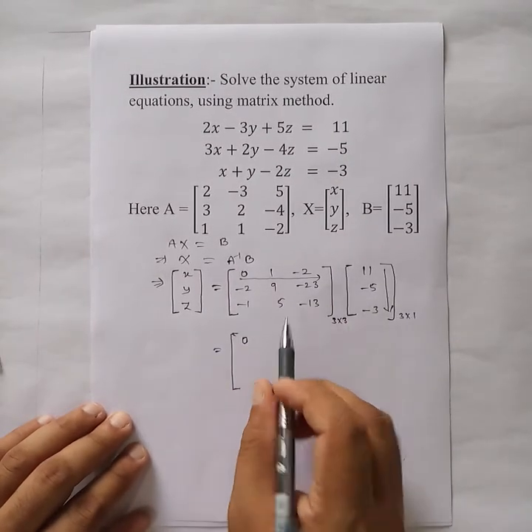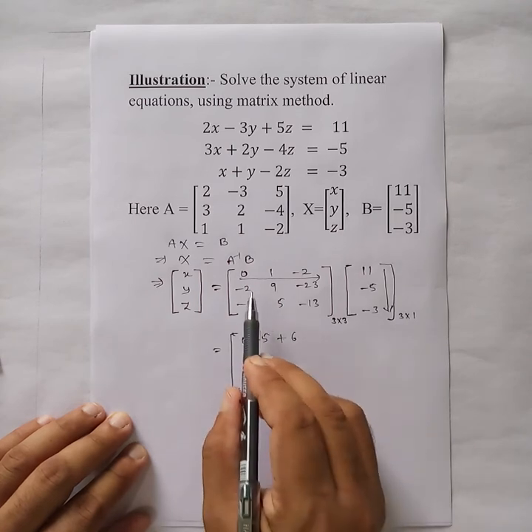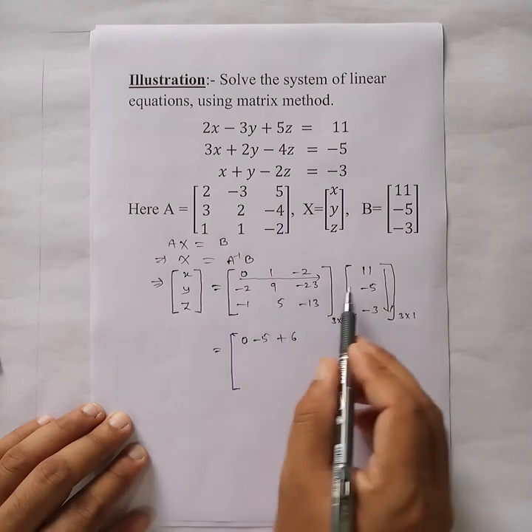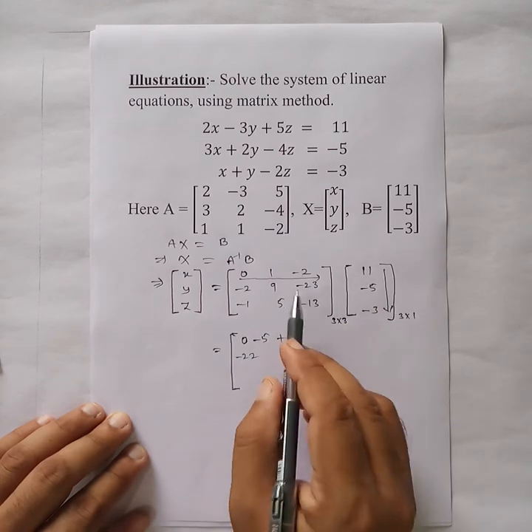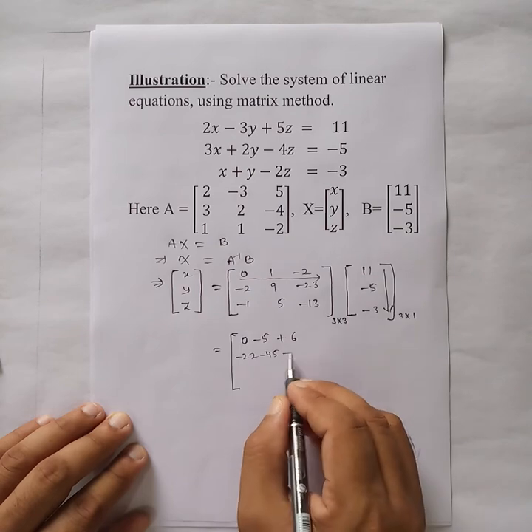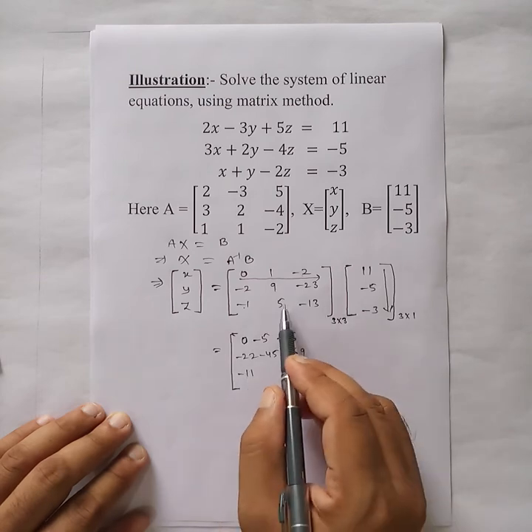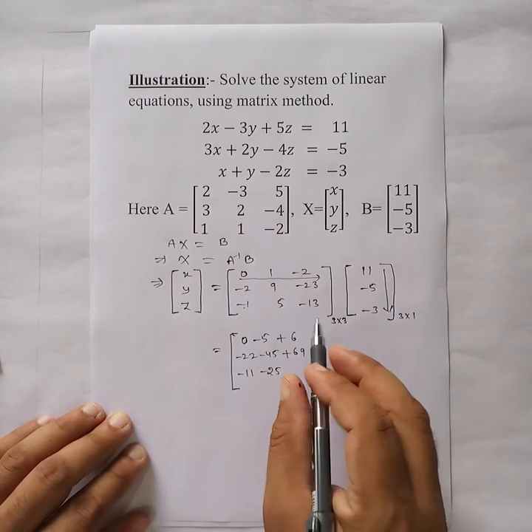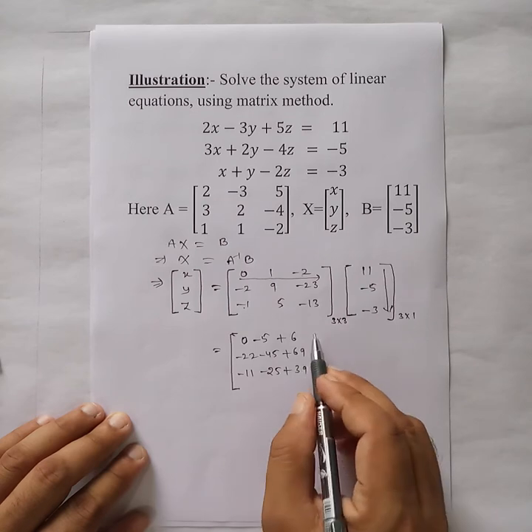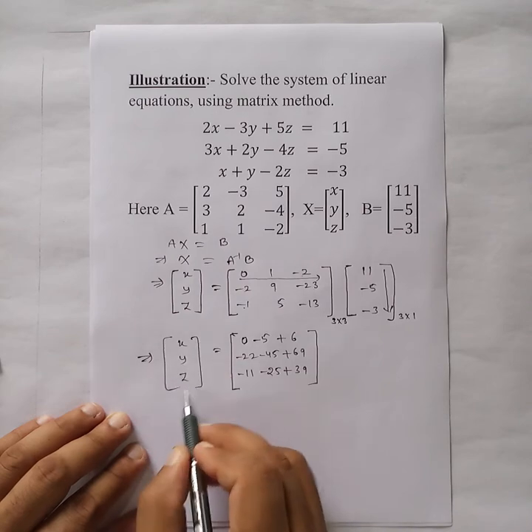So multiply these two matrices and we get 0 into 11, 0, 1 into minus 5, minus 5, minus 2 into minus 3, plus 6. Second row with first column gives the 2-1 element of the answer matrix: minus 2 into 11, minus 22, 9 into minus 5, minus 45, minus 23 into minus 3, plus 69. Third row: minus 1 into 11, minus 11, 5 into minus 5, minus 25, minus 13 into minus 3, plus 39. It is equal to this matrix.